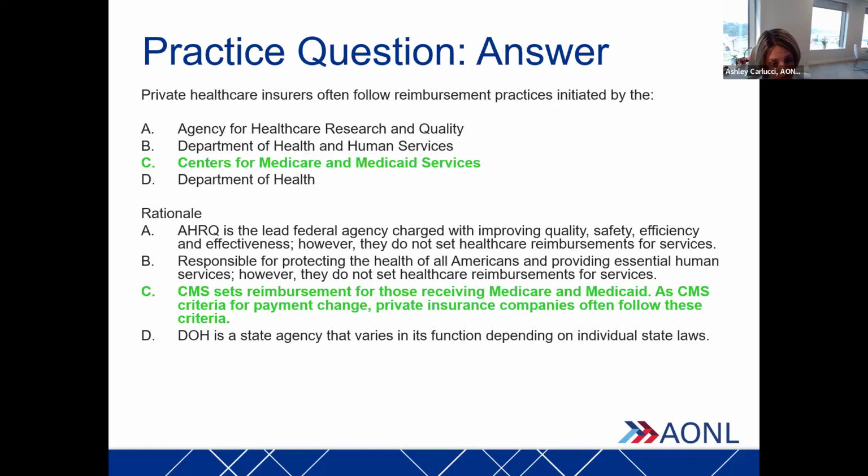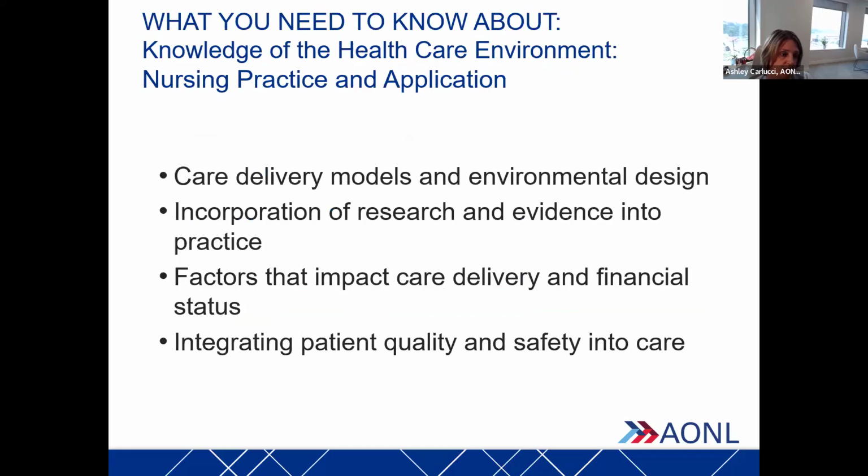CMS sets reimbursement for those receiving Medicare and Medicaid, as CMS criteria for payment changes. Private insurance companies most of the time follow that, right? They set the cadence for everything else. So C is the correct answer. There were a couple of B's for the Department of Health and Human Services. They are responsible for protecting the health of Americans and providing essential human services, but they don't set the reimbursements for those services. Again, that is CMS. And then there were a couple of DOH in there. DOH is a state agency. It does vary in its function, and it depends on the state level as well. So that is why that is not the correct answer. And next slide for me, please.